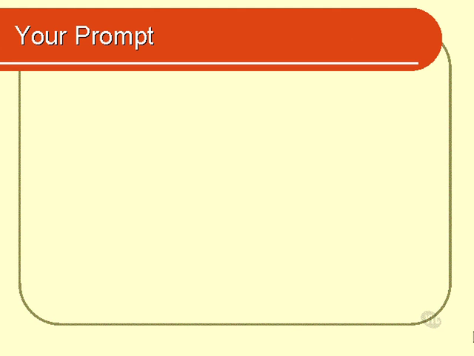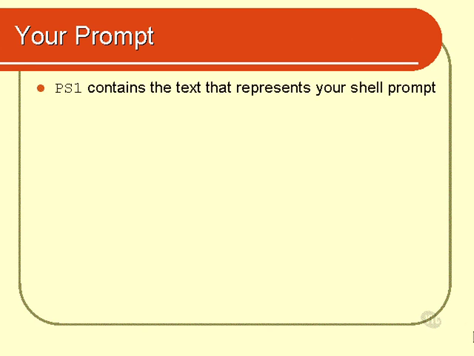This module is entitled Your Prompt. Because it's in the Customizing the Shell chapter, we can assume that means how to customize your prompt. There is actually an environment variable that is used to change your prompt. Let's have a look at it. It's called PS1. PS1 is the environment variable that contains the text that represents your exact shell prompt, which implies, of course, that we can change our prompt at any moment.